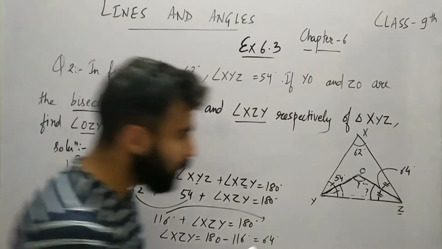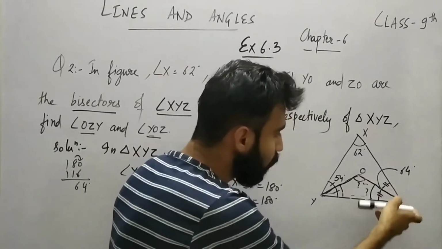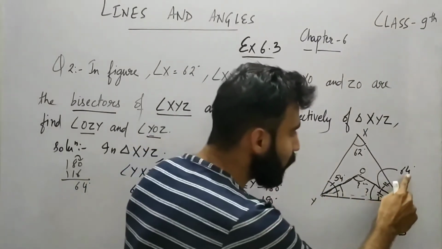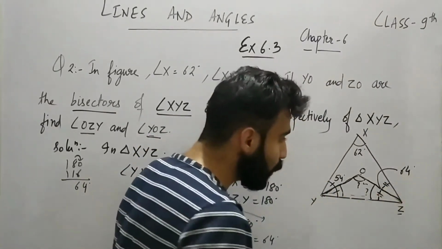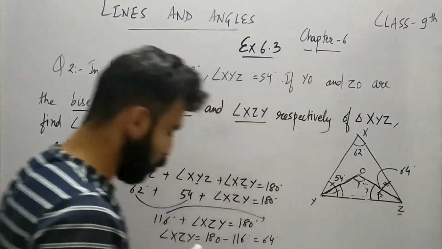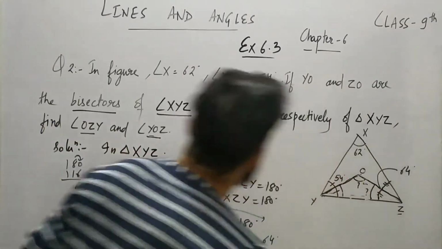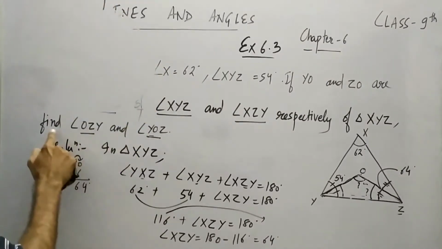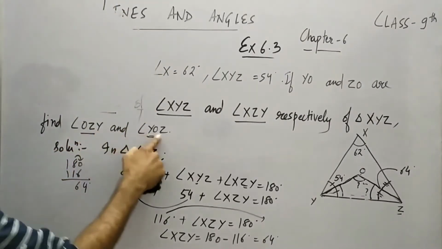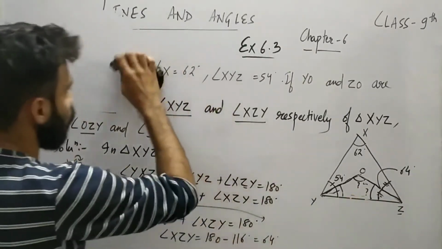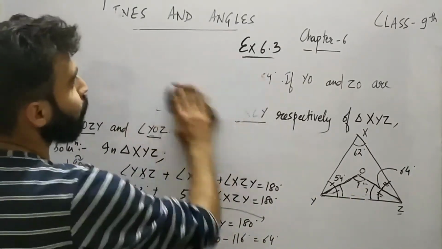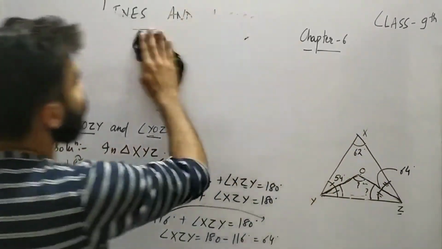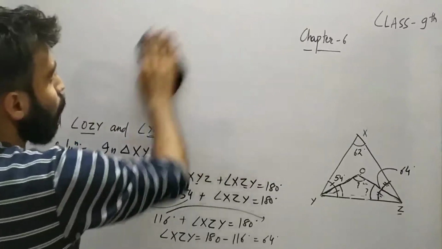Now we know that this ray is actually dividing the angle into two equal parts. That means if we simply divide the 64 by 2, then we are going to get both these angles, right? So let me first rub some space so that I can understand. So I'm just leaving what we have to find here, that is OZY and YOZ. I've also mentioned it right here. So let me just rub the question here. So let me also rub this so that more space can be formed, right?